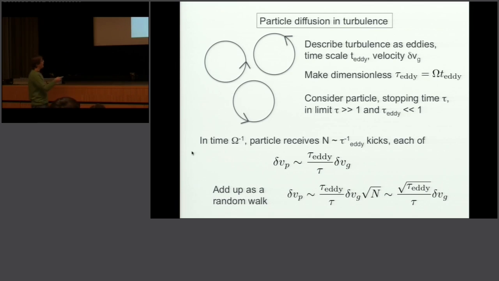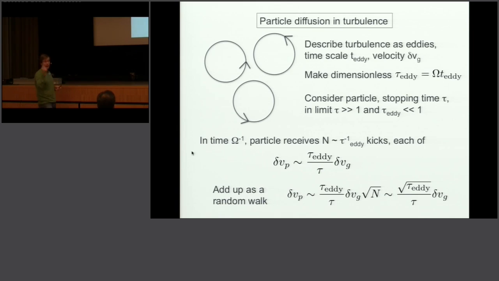We can make that eddy turnover time scale, t eddy, dimensionless in the same way as we did for the stopping time, by multiplying it by omega, the Keplerian angular velocity at the radius we're considering. We can do this in various different regimes, where tau eddy can be smaller or larger than the stopping time, and so forth. So let's just consider the simplest limit, where the particle has a stopping time tau much larger than 1. Now we're talking about quite a large particle, perhaps meter sizes or larger. And we'll consider the eddies to have a small tau eddy, much smaller than 1.